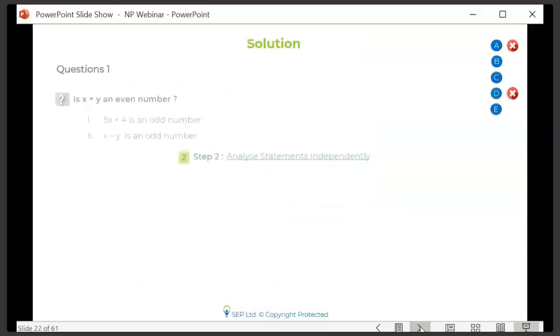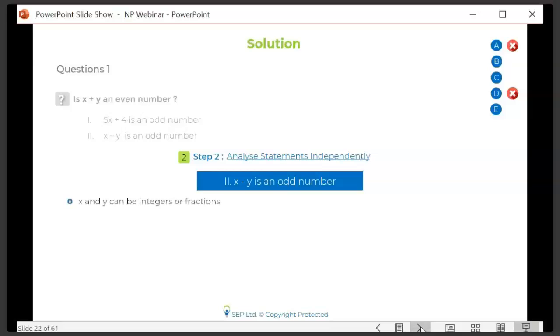Now let's look at the second statement. The second statement is x minus y is an odd number. Okay. Now, if x minus y is an odd number, what can we infer about x and y? Can anyone type in the response and tell me what will be x and y in this case? If x minus y is an odd number, what kind of values? Give me two values, if possible, where x minus y is an odd number.